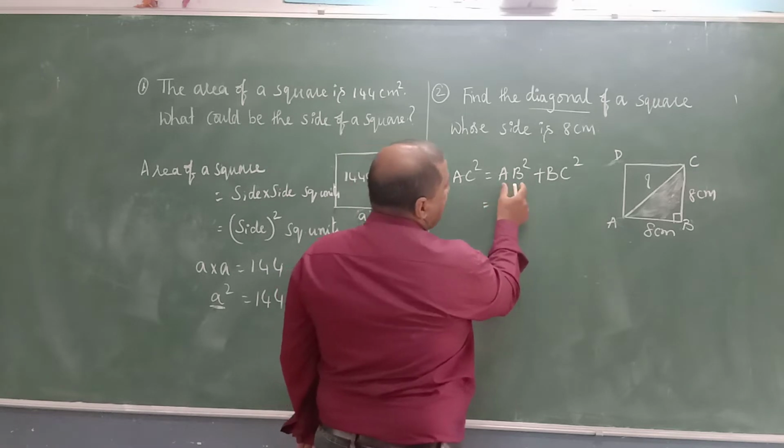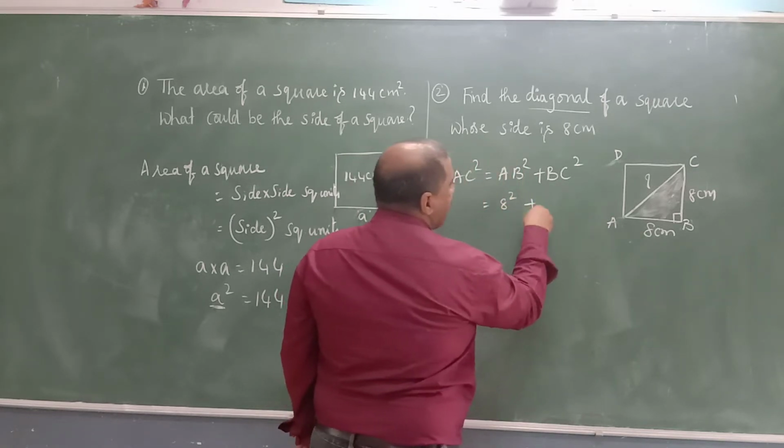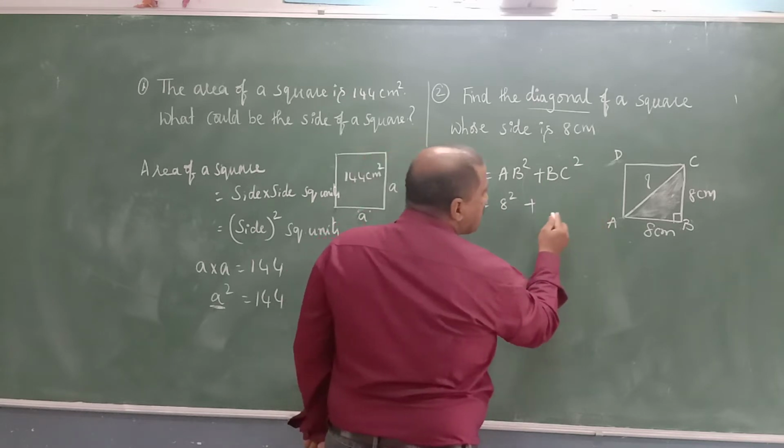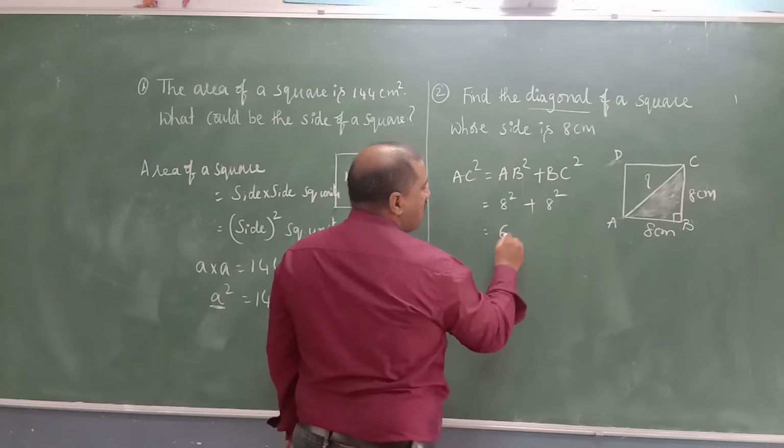AB is equal to how much? 8 centimeters. Therefore it is 8 square plus BC square. BC is equal to how much? 8 square. That is 8 square is equal to 64.